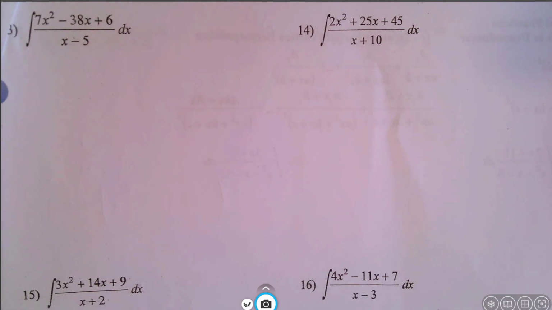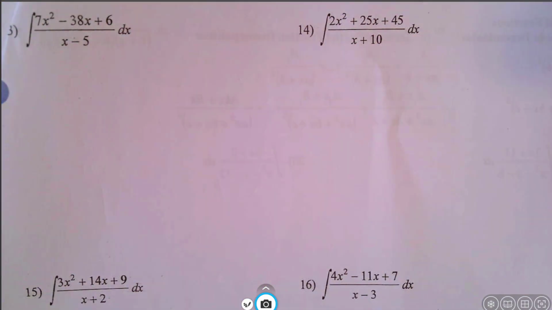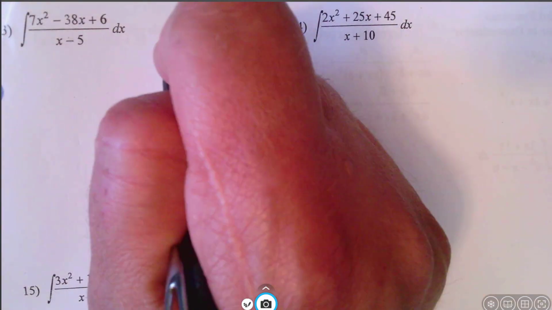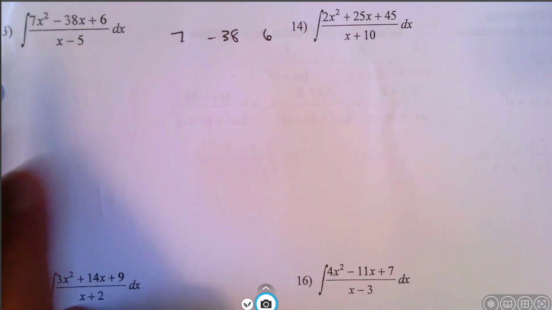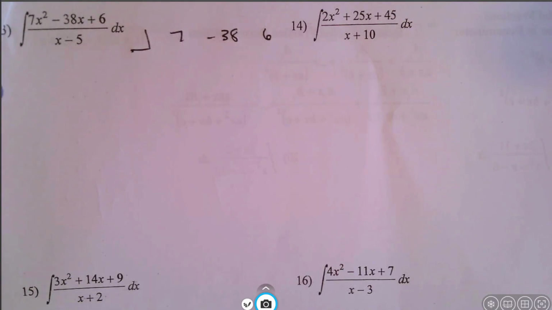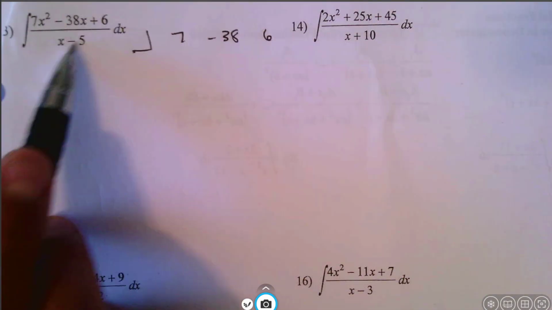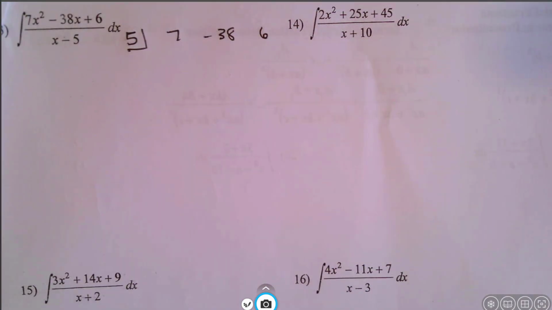Okay, number 13. Again, we're going to do long division. So we're going to do this by synthetic division. Let's set it up over here. So we're going to write down the coefficients: 7, negative 38, 6. You've got to make sure that you're accounting for every single term here. Here's our x squared, here's our x, here's our constant. What's going to go in the box? Since it's x minus 5, the zero for that is going to be 5. So you're just going to put a 5 there. Whenever it's x minus a, you're going to put a there.